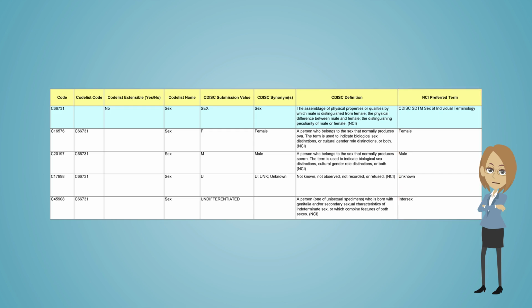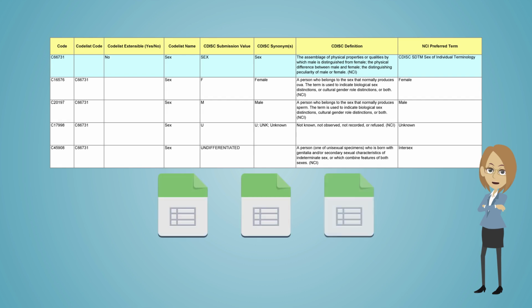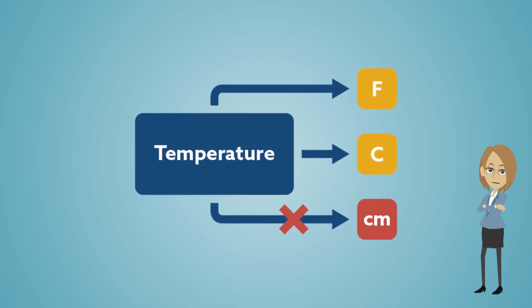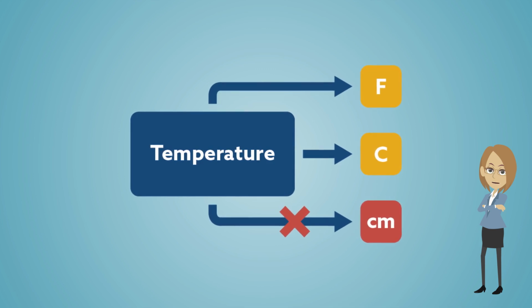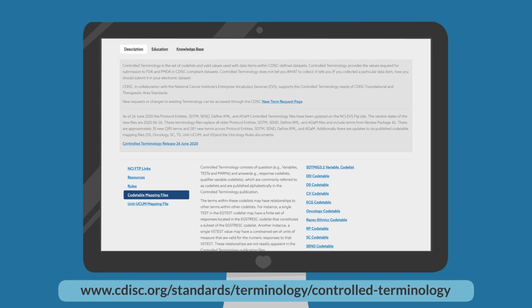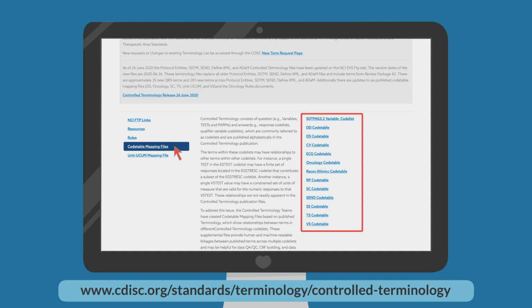This means that there are lists of terms in sets with specific rules controlling when and how they should be used. The terms within these code lists may have relationships to other terms within other code lists. For instance, a single vital sign test value may have a constrained set of units of measure that are valid for the numeric responses to that vital sign test. These relationships are not readily apparent in the controlled terminology publication files. To address this, the controlled terminology teams have created code table mapping files based on published terminology, which show relationships between terms in different controlled terminology code lists.